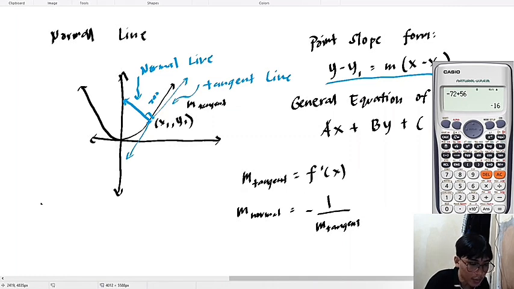So for example, the slope you got is, let's say, positive 4. So your slope of the normal line is simply negative 1 over 4. That's just an example.